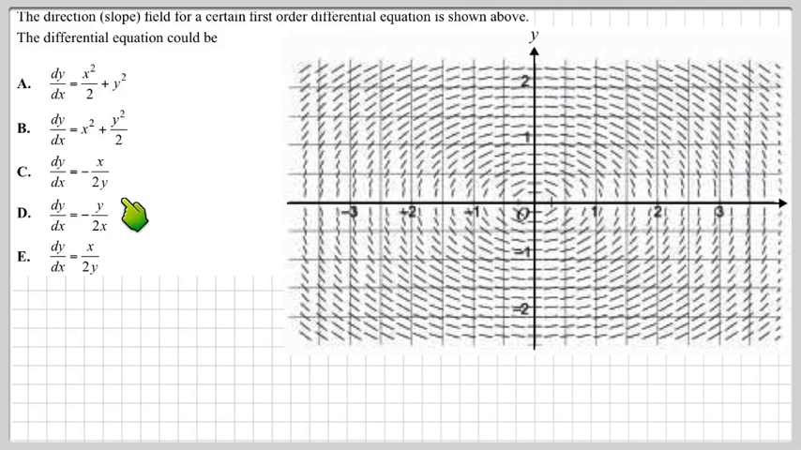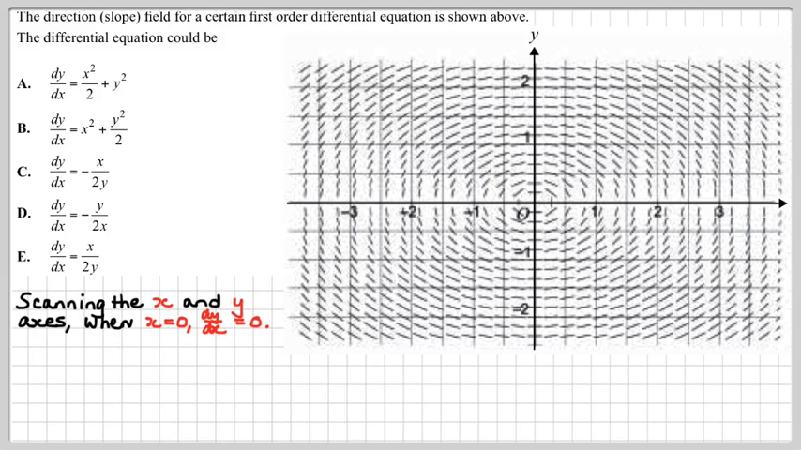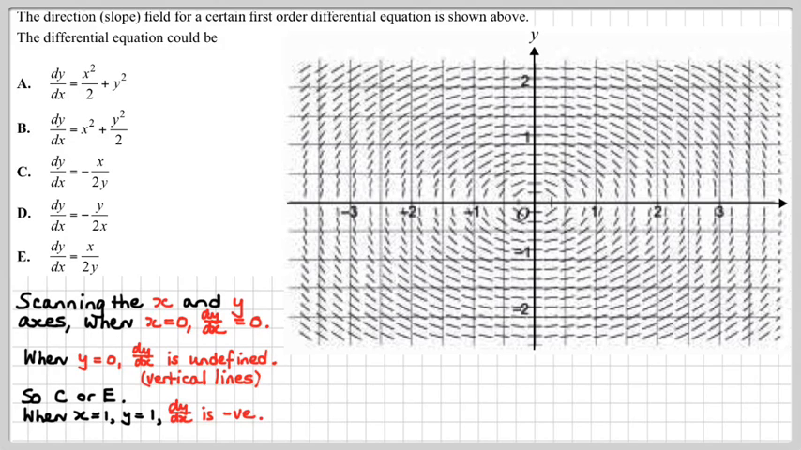C and E for you and me. Now, we need to make up our minds whether it's a minus or a plus, and we do that by picking a positive value of x and y, say 1 each. The gradient's negative, so I would put my money on C. Let's see what I said. Scanning the x and the y axes, when x is 0, that's the y axis, dy dx is 0, and when y is 0, dy dx is undefined, vertical lines, that's along the x-axis. So C or E, very good. When x was 1, y was 1, it was negative, exactly what I did just talking to you a moment ago. So C is the answer.